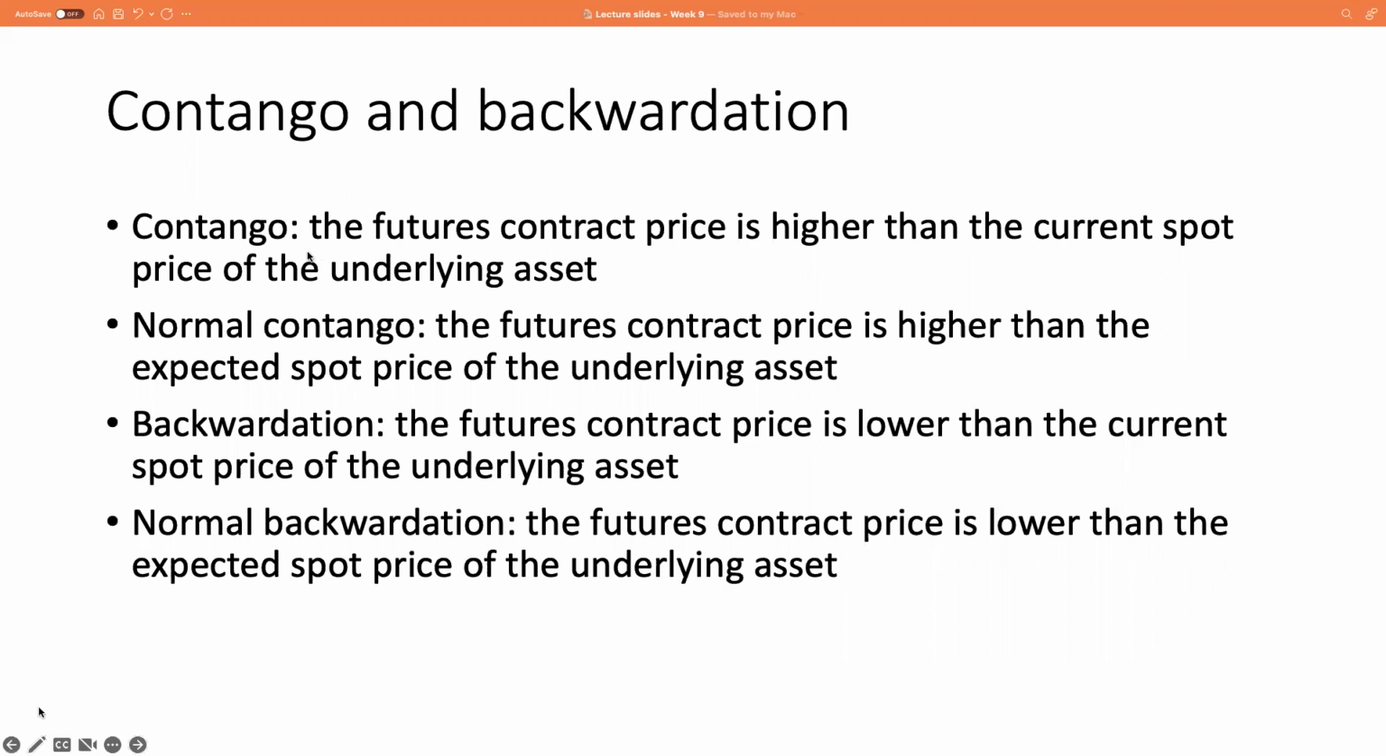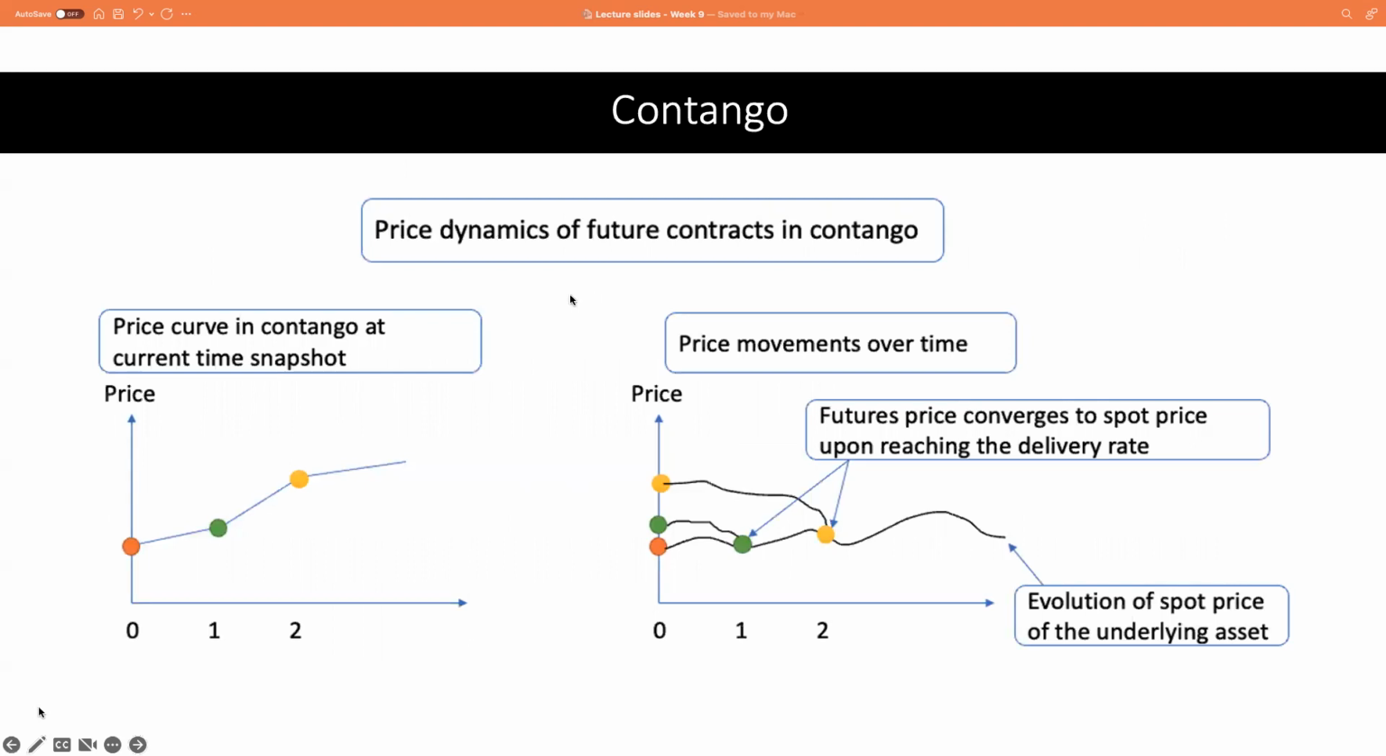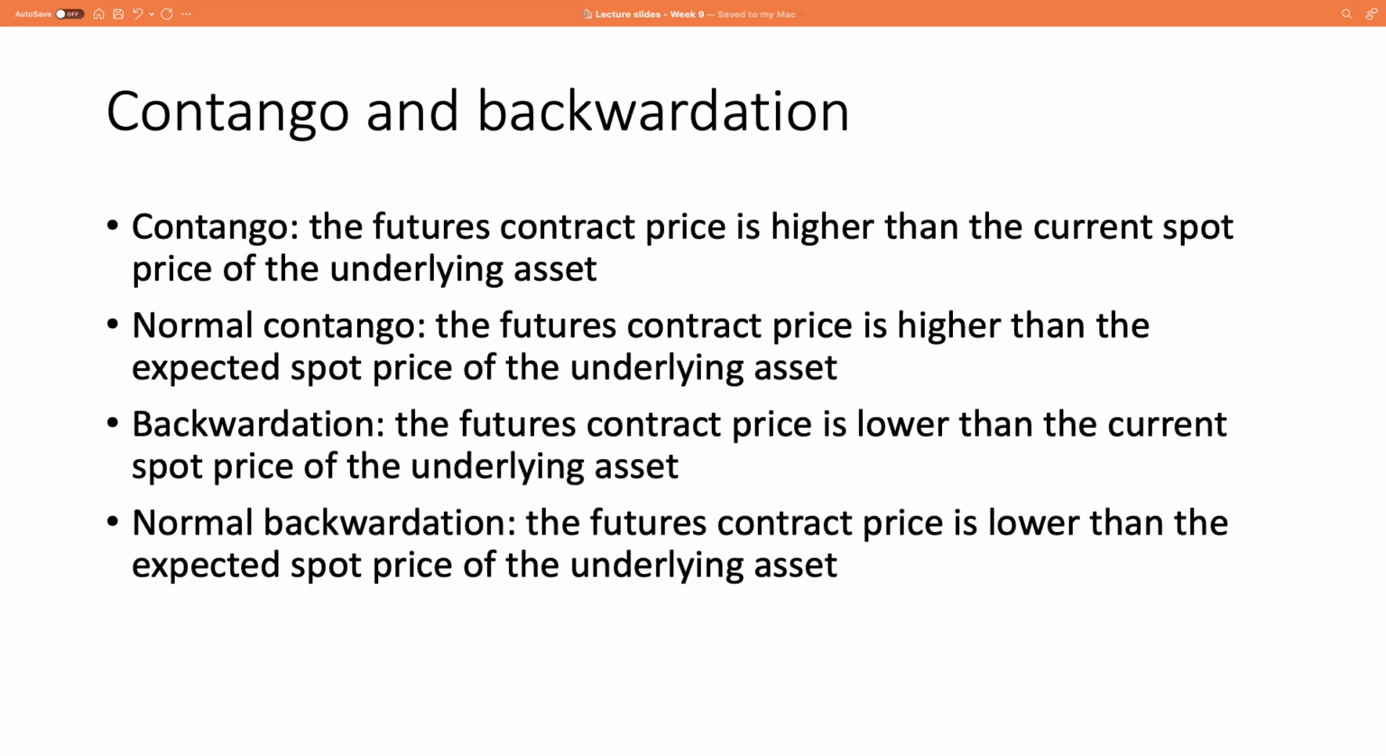First, contango means that the futures contract price is higher than the current spot price of the underlying assets, right? So it is higher than the asset price, and we also have the related term, which is normal contango. The futures price is higher than the expected spot price of the underlying assets in the future. So this describes bull markets, meaning that we expect the asset price to increase in the future. That's why the futures price is higher than the current spot price.